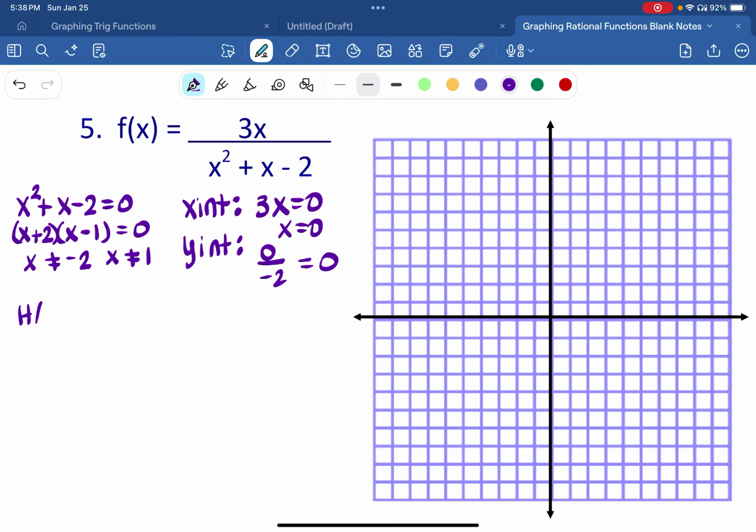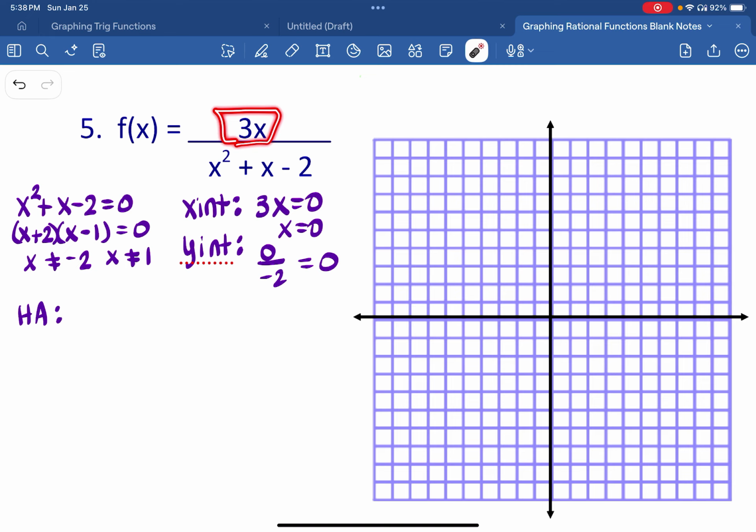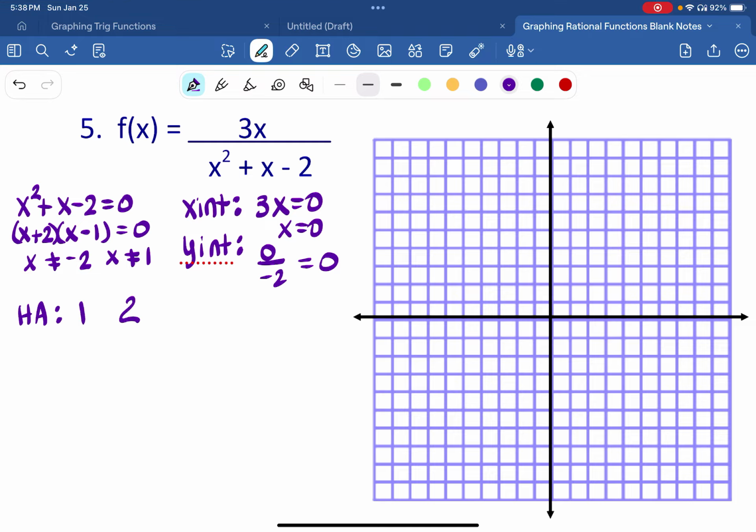Horizontal asymptote. Okay, this is a case we haven't had yet. So what we're going to do is compare the degree of the numerator to the highest degree of the denominator. The degree of the numerator would be x to the first power. The highest degree here is x squared. So we are comparing 1 to 2. 1 is less than 2, so we have a horizontal asymptote at y equals 0.